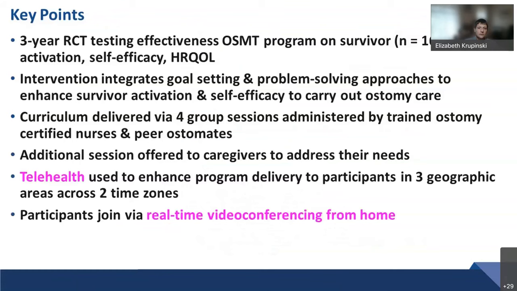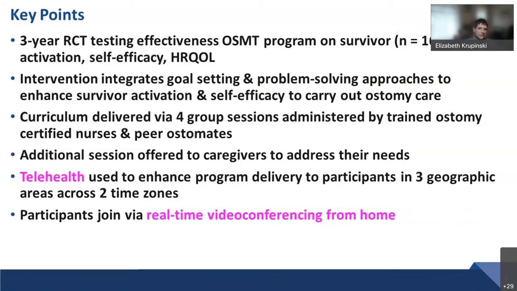Basically, it was a three-year randomized controlled trial that was looking at the effectiveness of an ostomy training program on survivorship, activation, self-efficacy, quality of life, and so on. And there were 162 patients. And again, the focus of this study was not telemedicine per se. Telemedicine was used as a tool to help implement this study.